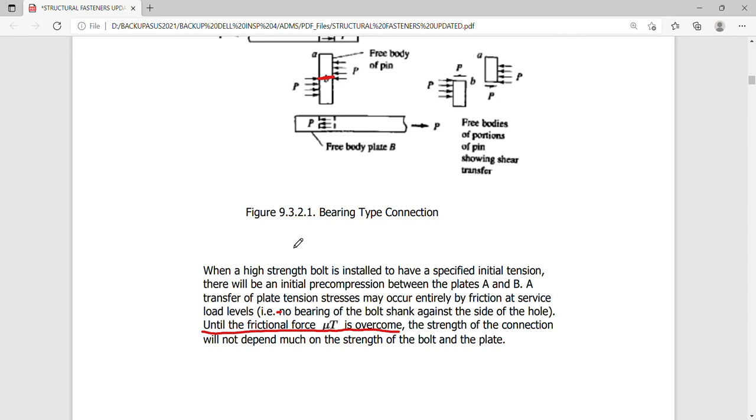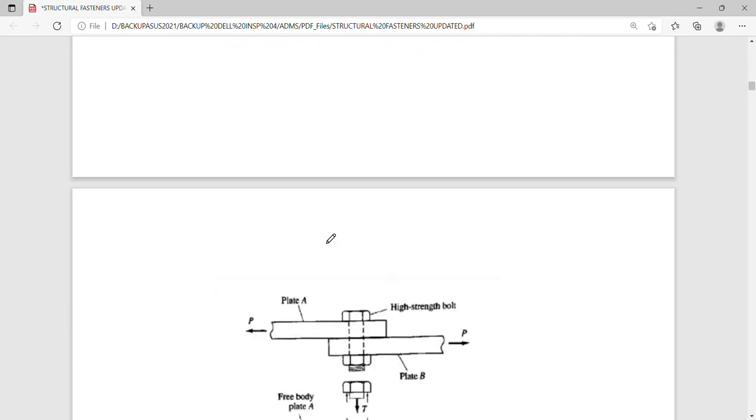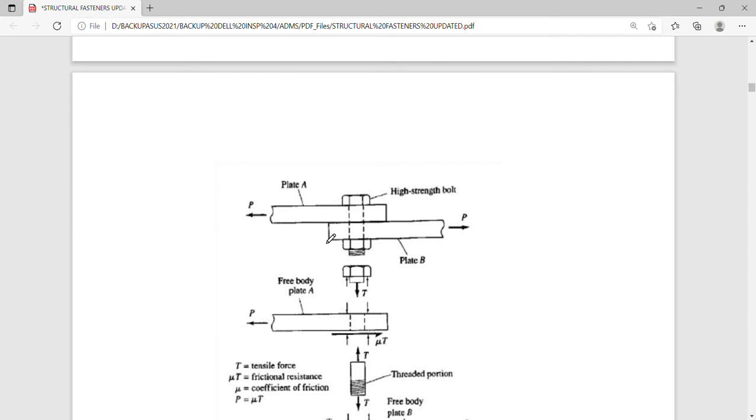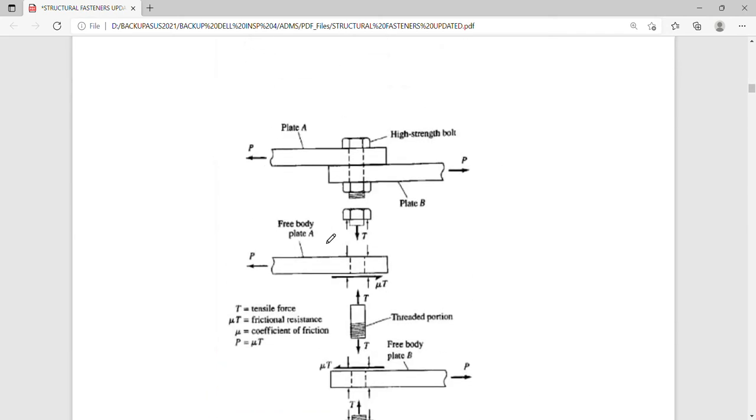In such a manner, this type of connection is known as a slip critical connection. A friction type connection is the basis for a slip critical connection in which no movement is allowed due to the strong frictional resistance between the plates due to bolt tightening. If we have here two plates, A and B, then this is a high strength bolt, and this bolt is tightened so as to produce a tensile force that will pre-compress the two plates together, which will create a frictional resistance equal to mu T, where mu is the coefficient of friction between the two surfaces.